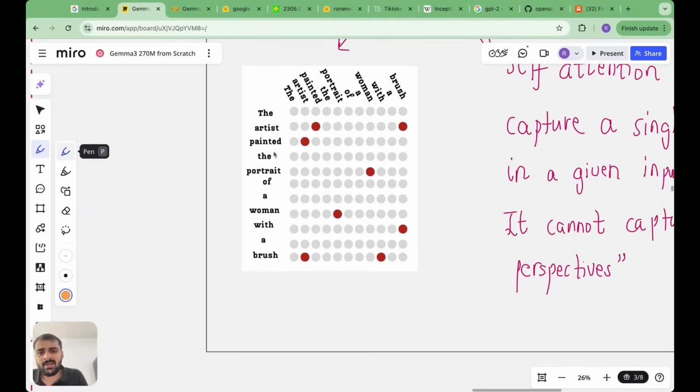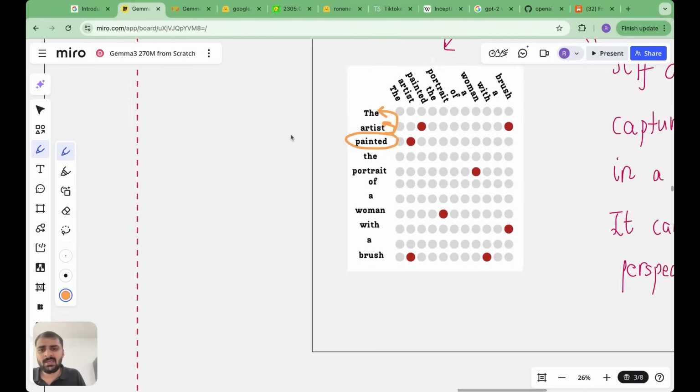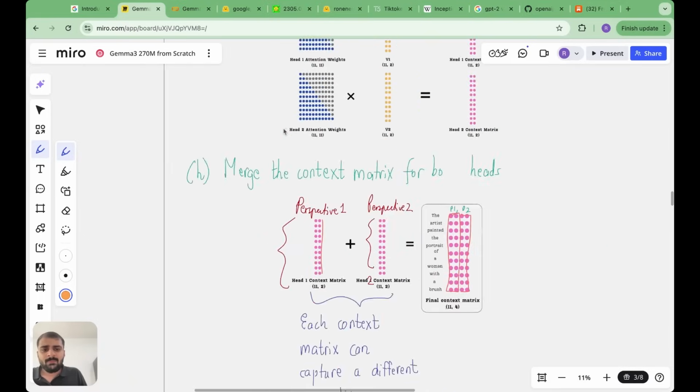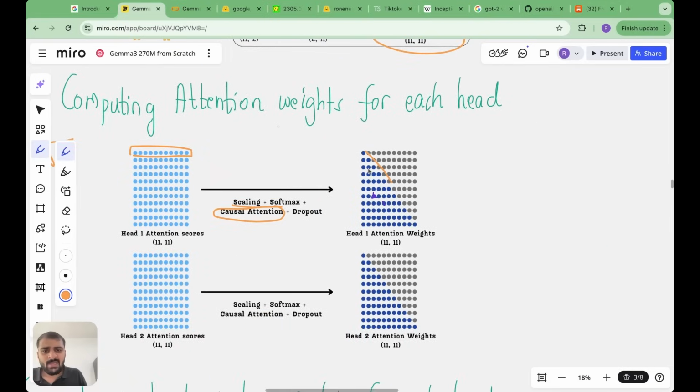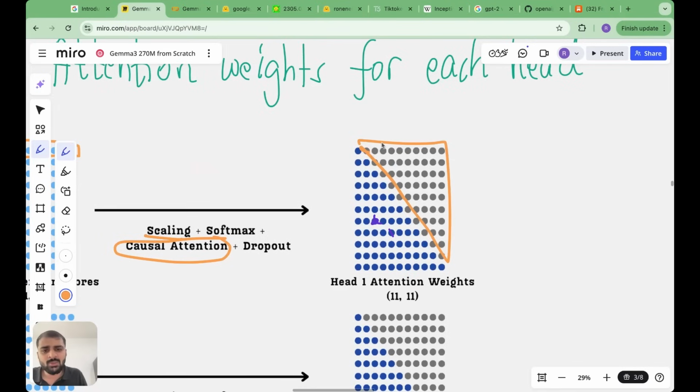So if you take a look at painted, and if you want to predict the next token, you should not know what comes after painted. So painted should only have access to the previous two tokens, right? So that way, if you see, we actually mask out all the attention weights which come above this diagonal. So this actually ensures that we do not peep into the future.